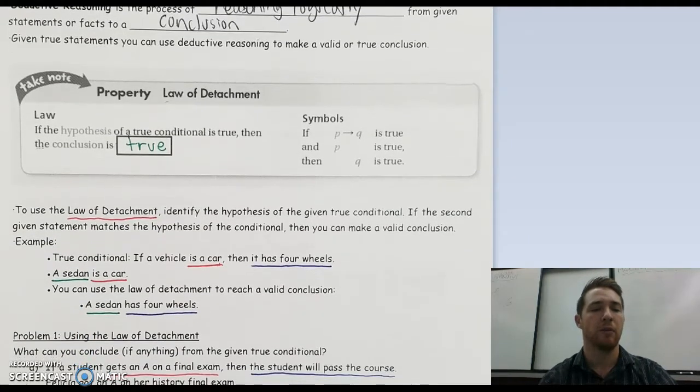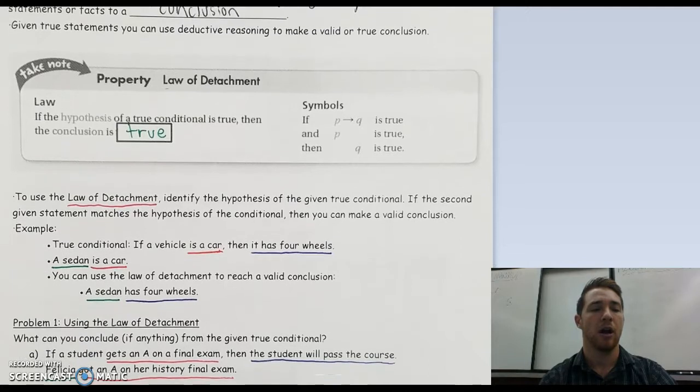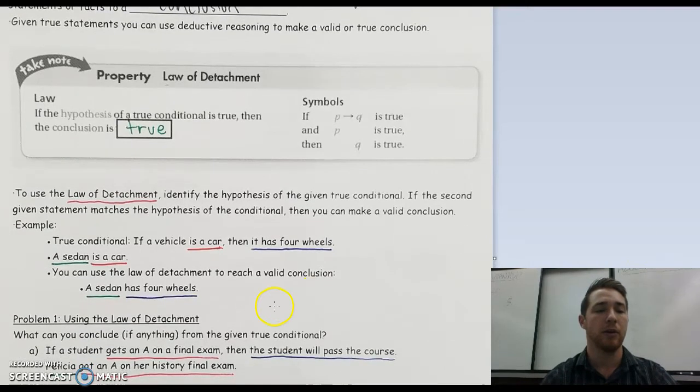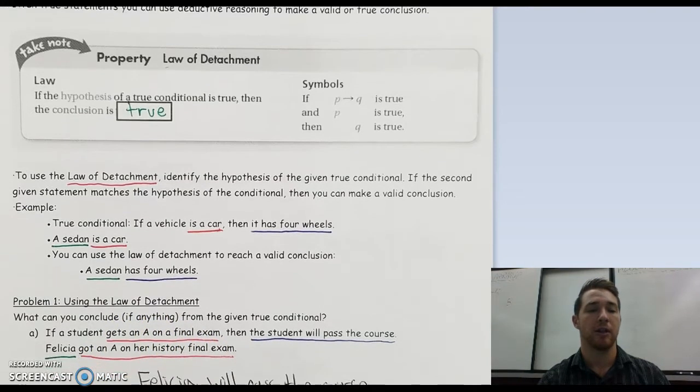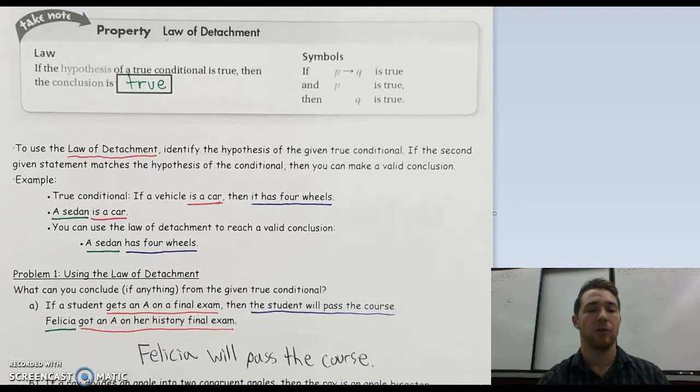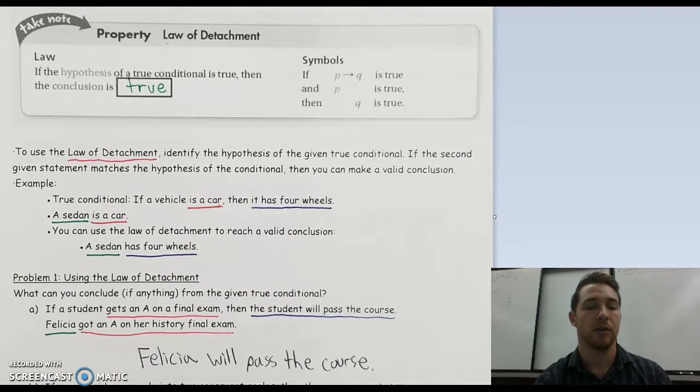So again, you want to try these ones first before we see them in a second, but let's look at what I have underlined. If a student gets an A on a final exam, then the student will pass the course. So that's your original true conditional. And then we get more specific and say Felicia got an A on her history final. So again, that follows that first true hypothesis, so I must reach the same conclusion. Felicia will pass the course, in this case, her history course.